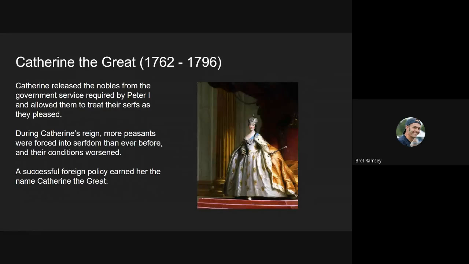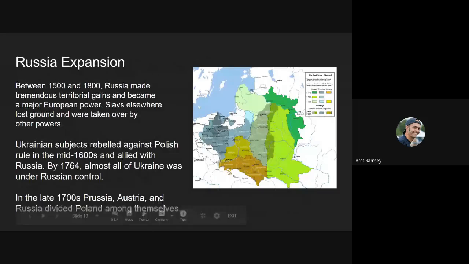She succeeds in the Crimea, near the Black Sea. If you look, between 1500 and 1800, Russia made tremendous territory gains, and they become a major European power. Other Slavs, like the Lithuanians and the Poles, are going to lose land. I know we really haven't talked about this, but if you remember, in 1683, it's the Poles that save Austria from the Turks under this guy named John Sobieski.